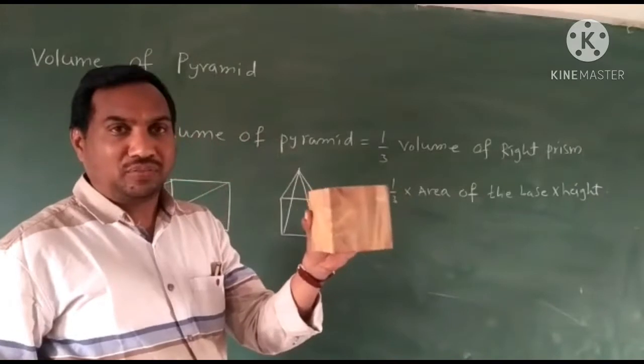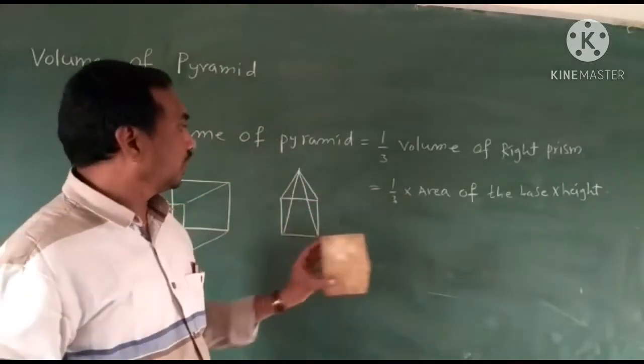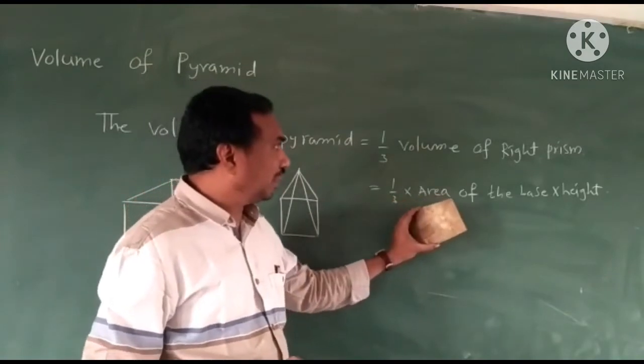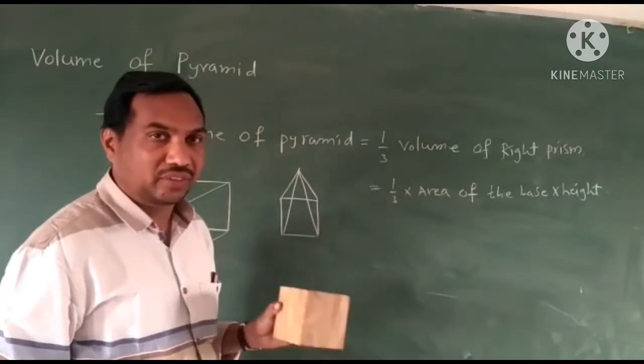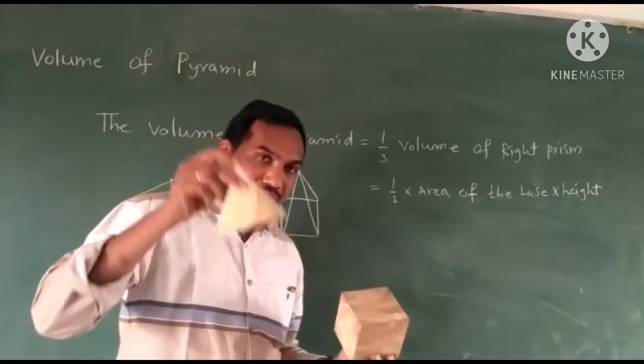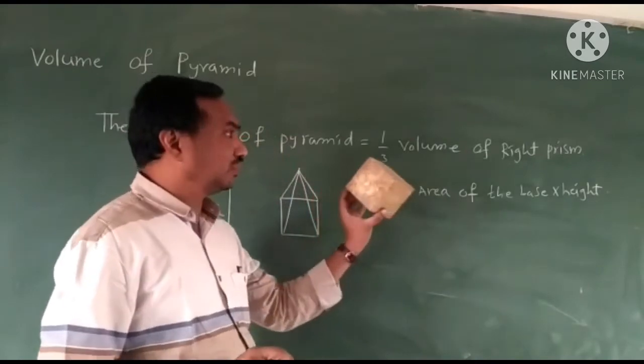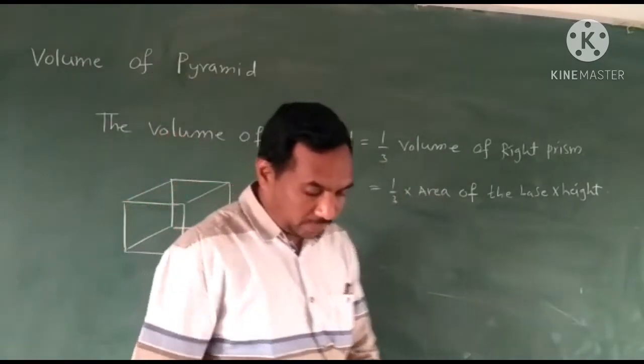What is the volume of this cube? S cube or a cube. So that is one third of the area of the base into height. The volume of this pyramid is nothing but one third of the volume of the right prism.